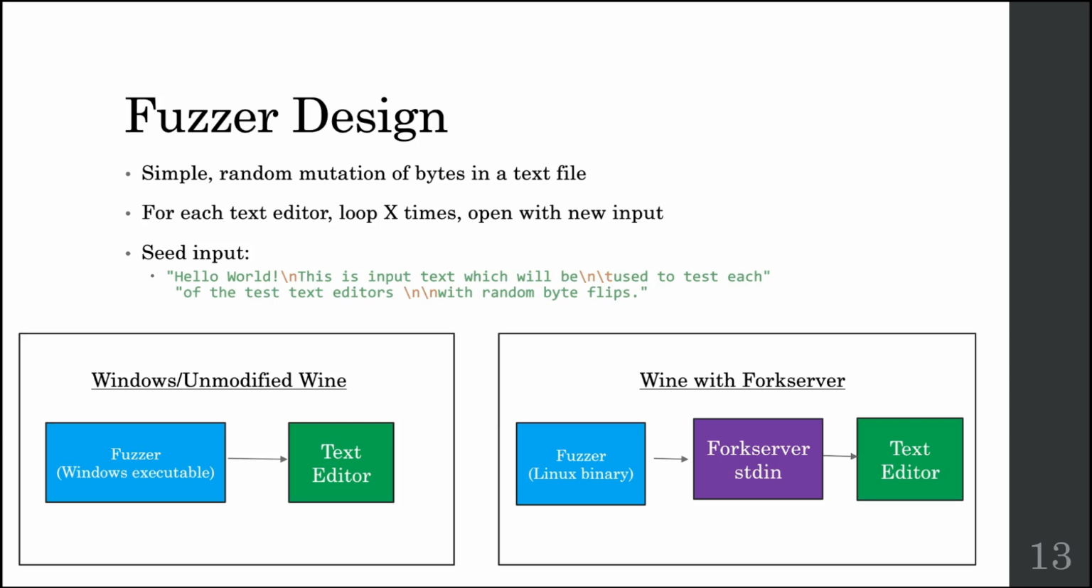For the Forkserver implementation on the Linux side, we ported the fuzzer to be a Linux binary and adjusted it so that instead of directly opening up the text editor, it would send the mutated input to the Forkserver's standard input, which would then trigger it to fork a new process.